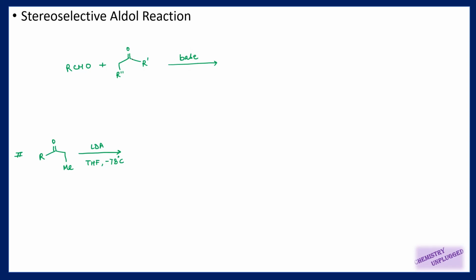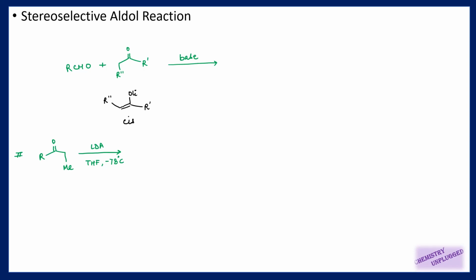Stereoselective means when you have this type of ketone, there are two possibilities. When you are using a base, you can generate either a cis enolate or a trans enolate. Cis enolate means, suppose I am using LDA, so this is my cis enolate, these two groups on the same side.